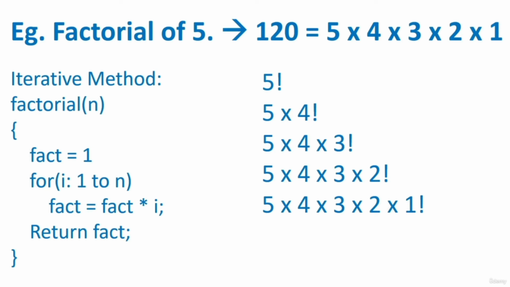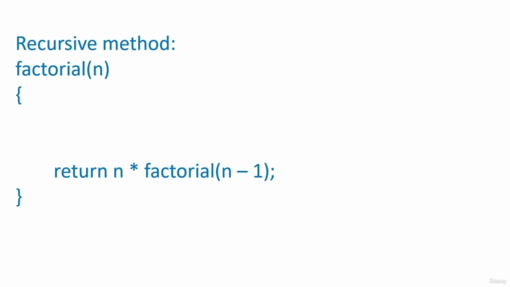Now with the help of this, we will understand the recursive code. Here in the recursive method, we will write the same function for factorial, but this time we will be returning n multiplied by factorial of n minus 1. So we can observe here that the factorial function is invoked inside the factorial function itself. Let's understand our previous example. We have to calculate the factorial of 5.